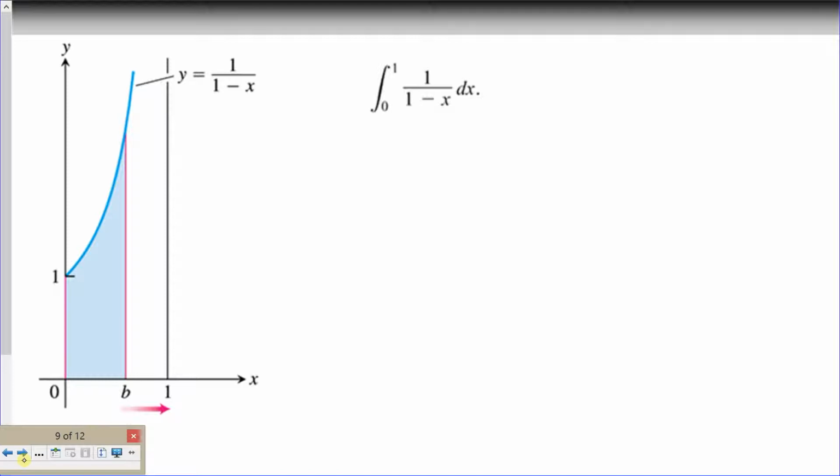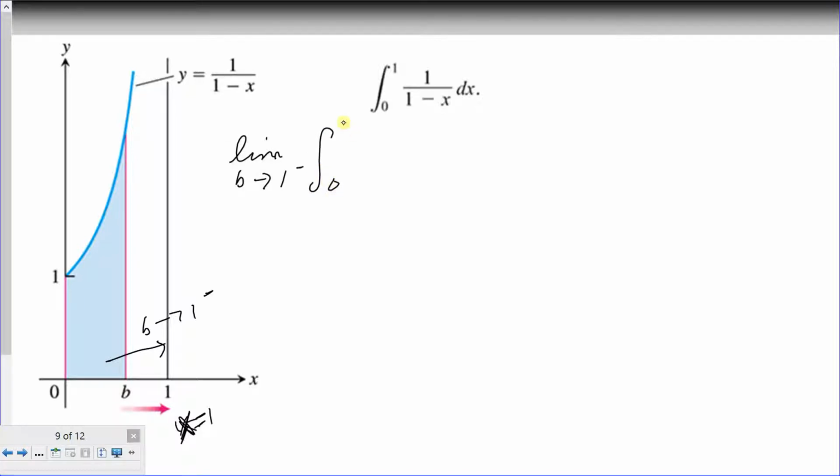Now let's look at another improper integral in which it has a vertical asymptote at x equal 1. Here we want to look as B approaches 1 from the left. So let's take the limit as B approaches 1 from the left of the integral from 0 to B of 1 over 1 minus x dx. The antiderivative is going to be minus ln of 1 minus x.